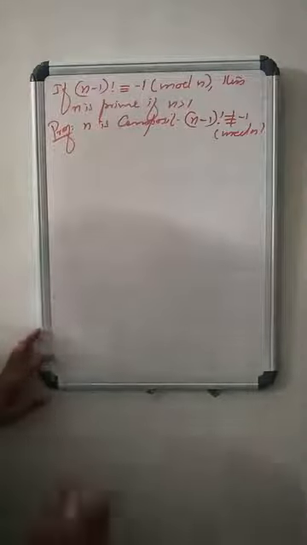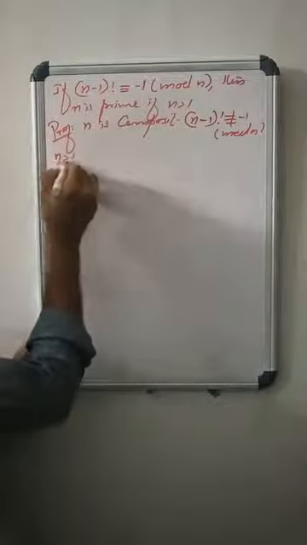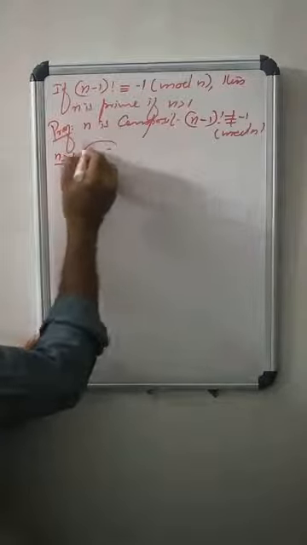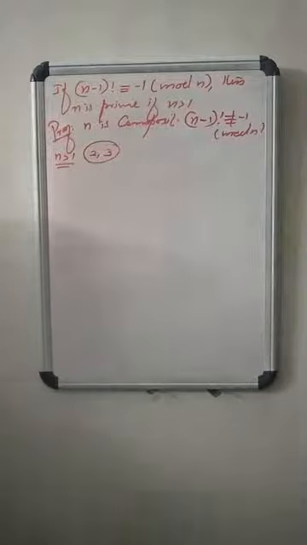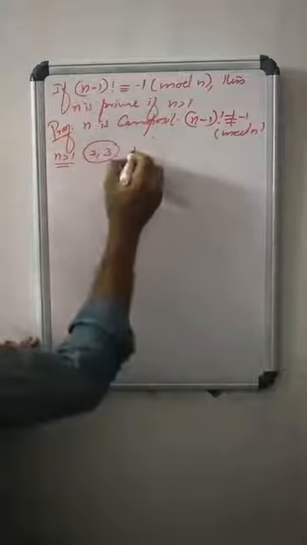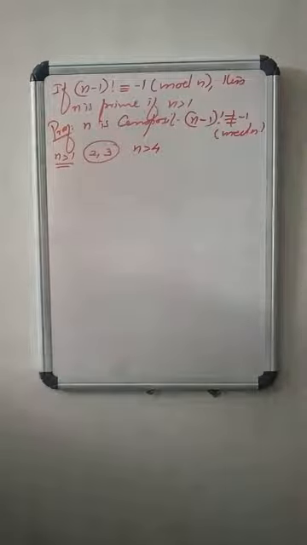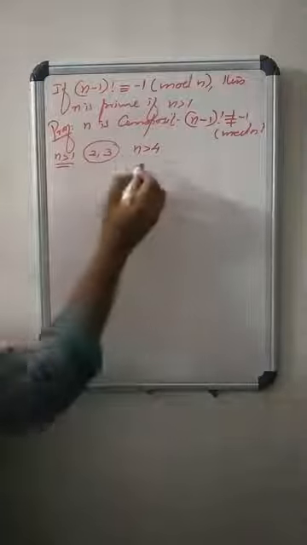So let n be composite, with n greater than 1. The first primes are 2 and 3; 1, 2 and 3 are not composite. So we start from n greater than or equal to 4.